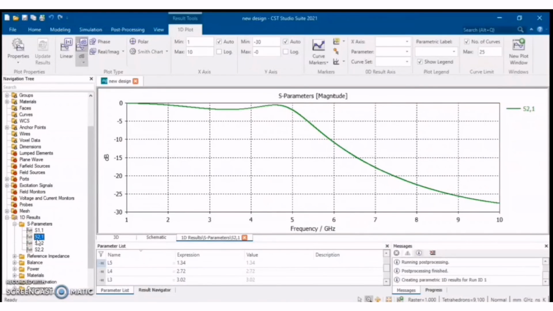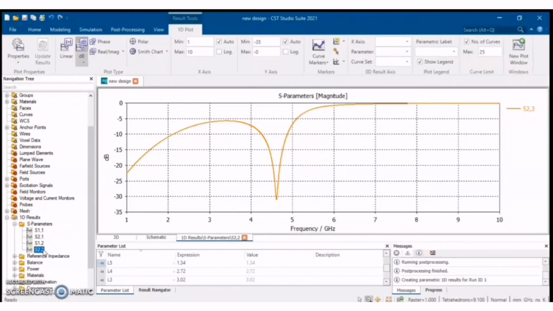And for the graph of S21, the frequency of 5 GHz is also at -3 dB. Next, for the graph of S12, it is the same as S21. And next, the graph of S22 is also the same as the graph of S11.